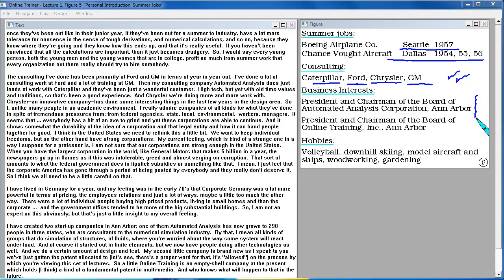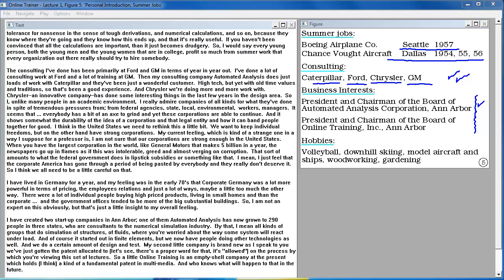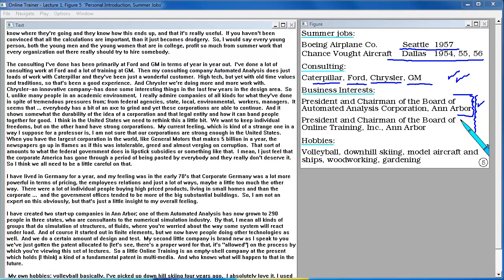I have created 2 startup companies in Ann Arbor. One of them, Automated Analysis, has now grown to 290 people in 3 states who are consultants to the numerical simulation industry. By that I mean all kinds of groups that do simulation of structures, of fluids, where you're worried about the way some system will react under load. And of course it started out in finite elements, but we now have people doing other technologies as well, and we do a certain amount of design and test.